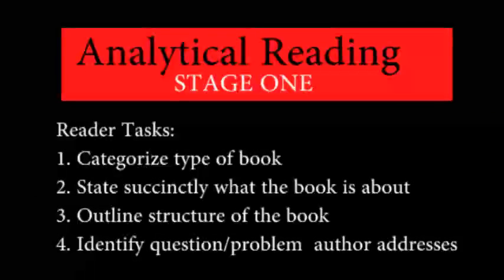In the first stage of analytical reading, the reader must identify the type of book it is, explain succinctly what the book is about, outline the structure of the book, and identify what question the author is trying to answer or what problem he is trying to solve.